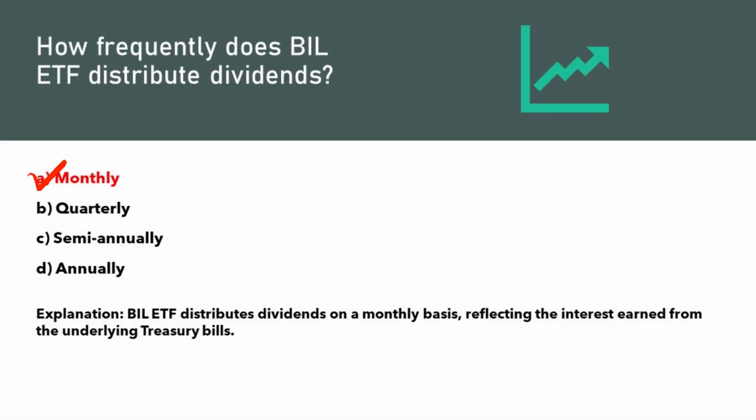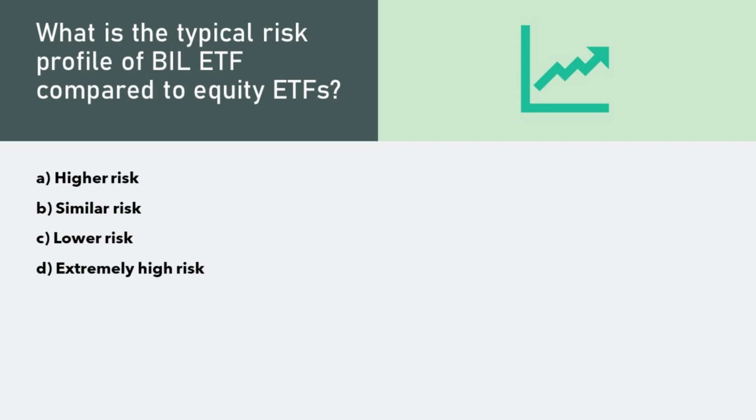Answer: A. Monthly. Explanation: BIL ETF distributes dividends on a monthly basis, reflecting the interest earned from the underlying Treasury bills. What is the typical risk profile of BIL ETF compared to equity ETFs?